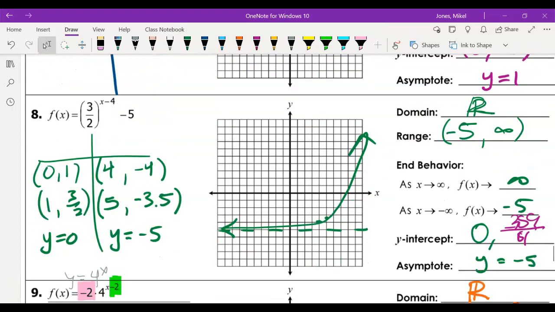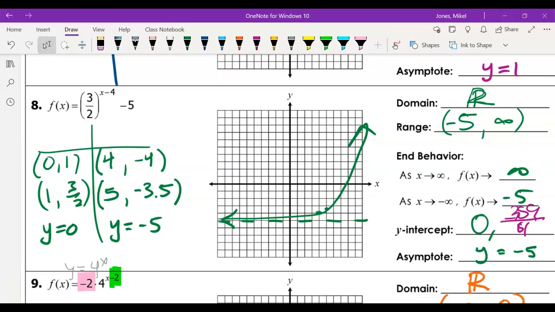Okay, so then for number 8, the parent function is y equals 3/2 to the x. This is exponential growth as well, but I have 2 different transformations here. One of them is horizontal, so that's moving everything to the right 4 units, and the other is vertical, and that's shifting everything down by 5 units.